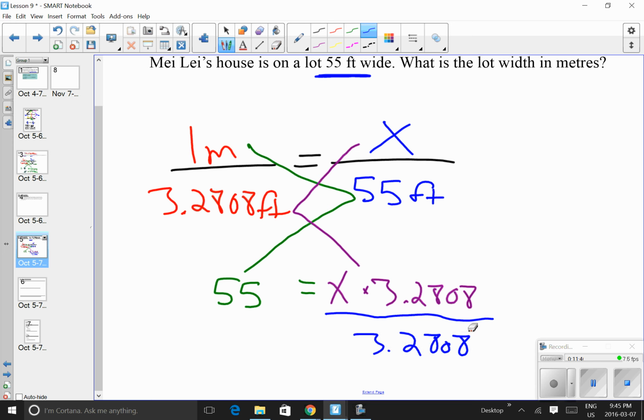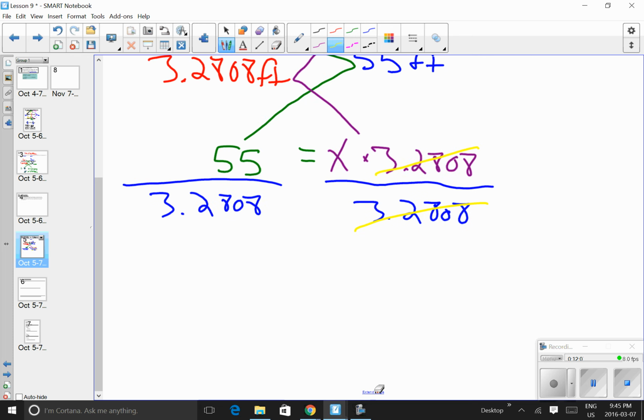3.2808. However, because of math laws and math rules, and because you don't want to go to math jail, I'll do it to the other side. Whatever you do to one side, you have to do to the other. Now I've got a 3.2808 on top and a 3.2808 on the bottom. They cancel out. All I have left is x. On this side, I have that 55 divided by 3.2808. And that's what I'm going to put in my calculator.